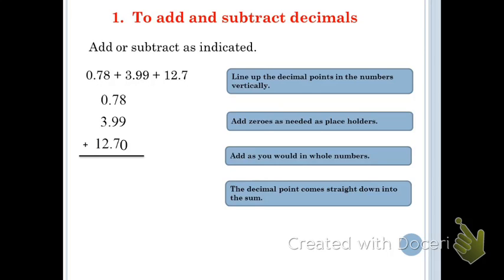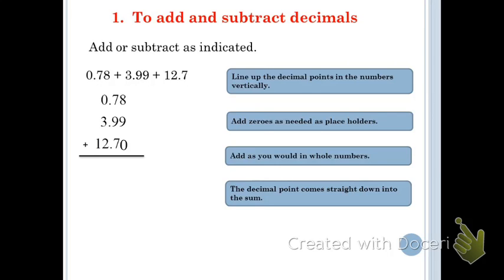Add or subtract as indicated. First, we will line up the decimal points in the numbers vertically. We will add zeros as needed as placeholders. Then we will add as you would in whole numbers. The decimal point comes straight down into the sum.